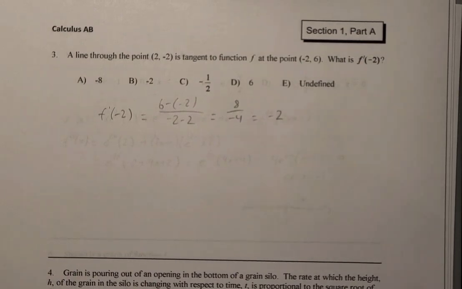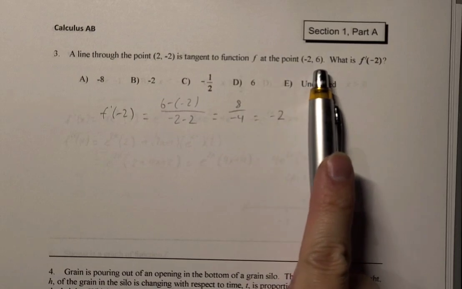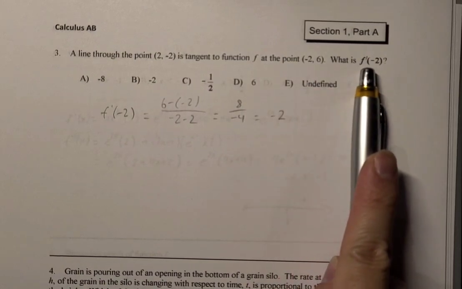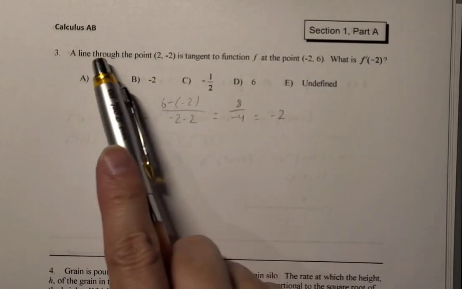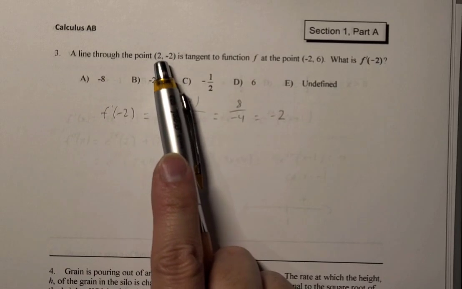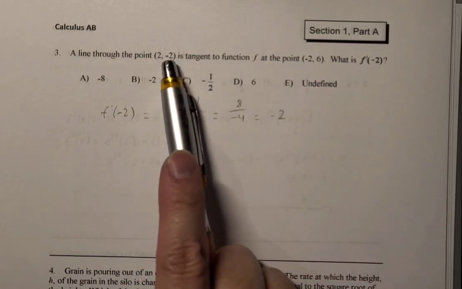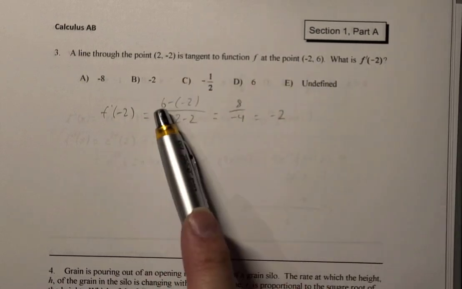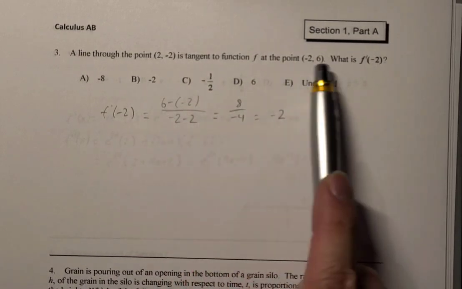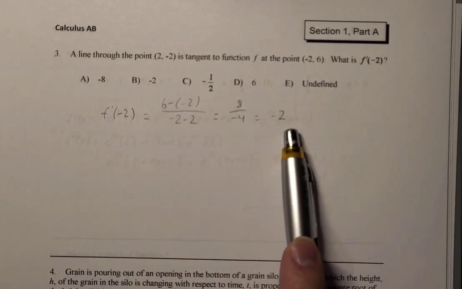All right, a line through the point 2, negative 2 is tangent to the function f at the point negative 2, 6. What is f prime of negative 2? Okay, so this is saying that this tangent line passes through this point and this point. To find the slope of the tangent line, we just find the change in y over change in x, because we have 2 points, we can find the slope. That's what I did over here: 6 minus negative 2 over negative 2 minus 2. That's 8 over negative 4, which is negative 2.